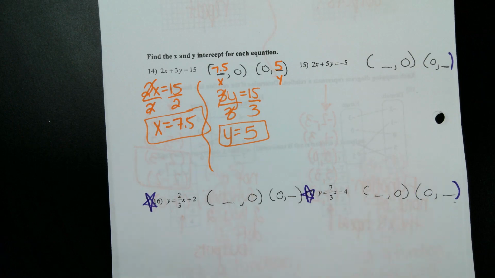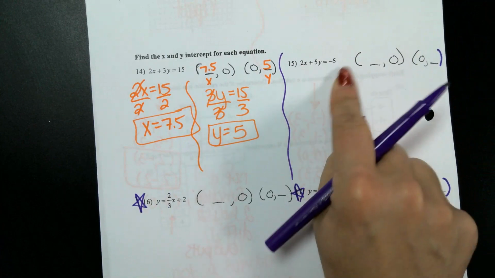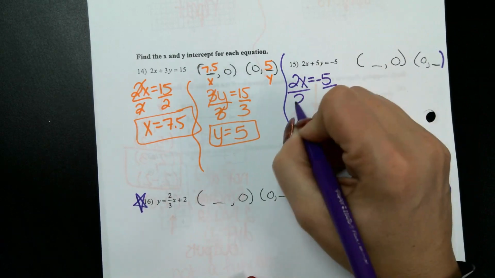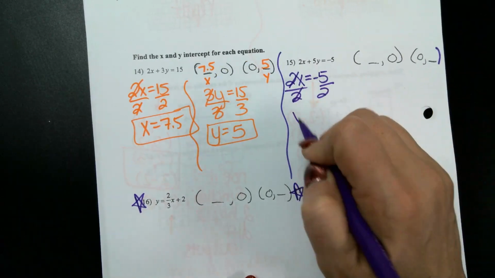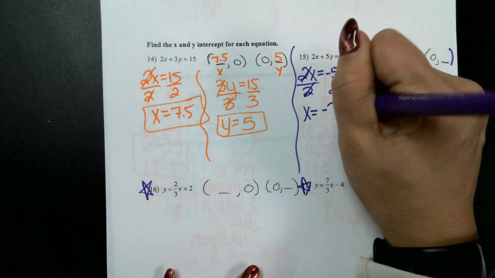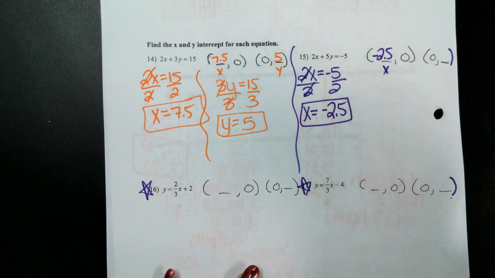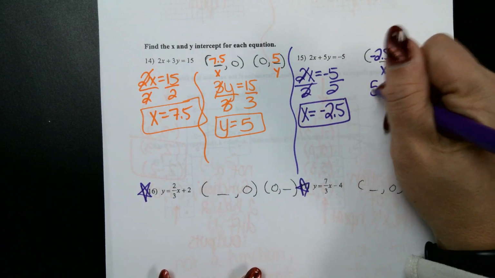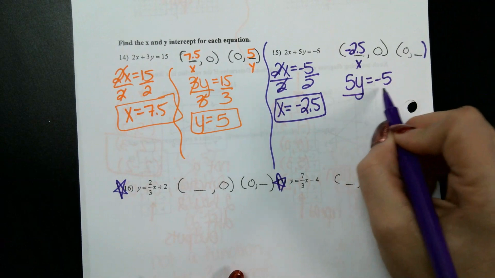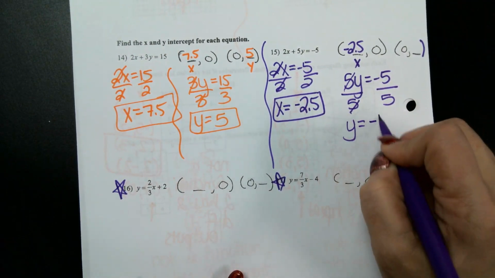And then I'm going to do number 15 the exact same way. For the x-intercept, I'm going to set 2x equal to negative 5. Divide by 2. What's negative 5 divided by 2? Negative 2.5. And then for the y, we're going to set 5y equal to negative 5. And we would divide by 5. What's negative 5 divided by 5? Negative 1.